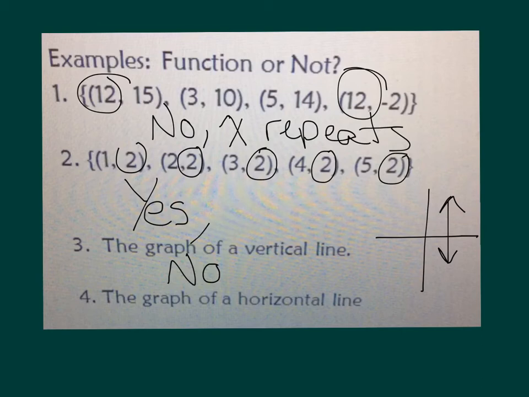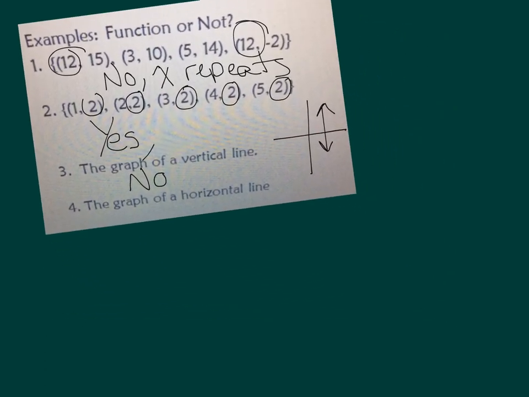Okay? Next example, the graph of a horizontal line. So if I draw, let's see if I can draw one. Ran out of room here. Let's see what I can do. I'll make that smaller. Move this over here. Okay, so I'm going to draw a horizontal line. Here we go. And I'm going to run a vertical line over it again. All right, so is there any point on that line where it will touch my graph twice? No. So is this a function? Yes.